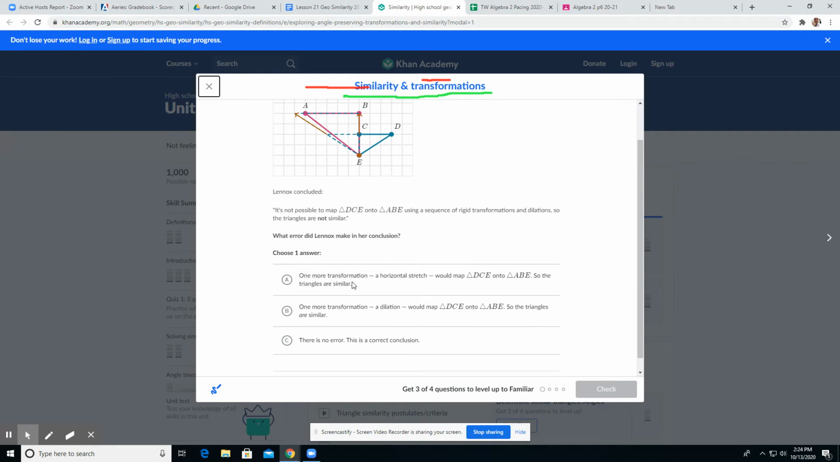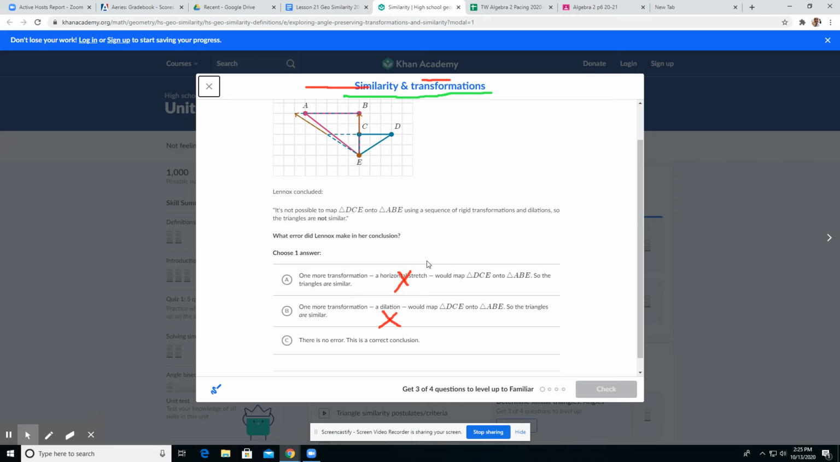One more transformation, a horizontal stretch, would map DC, so the triangles are similar. Well, you can't just do a horizontal stretch. You have to dilate the whole figure for it to map exactly. So horizontal stretch is not allowed. One more transformation, a dilation, would map it. She already dilated it, so the dilation didn't work, so that's not a good one. There is no error. This is a correct conclusion, so everything makes sense.